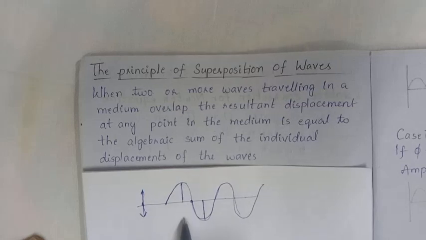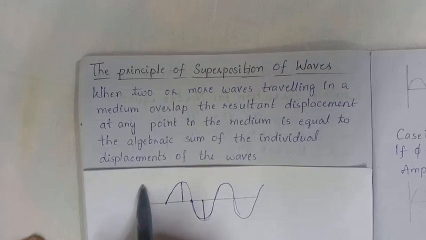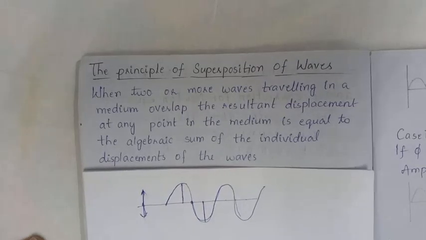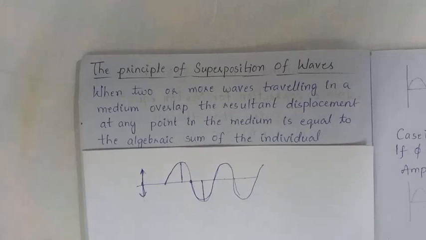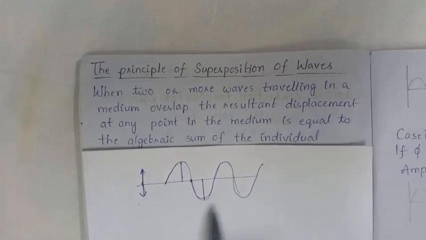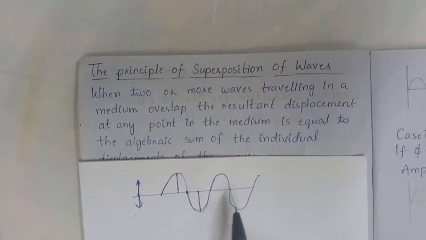So here it is called oscillating. That means this particle is doing oscillation. So this is the graphical representation for it.